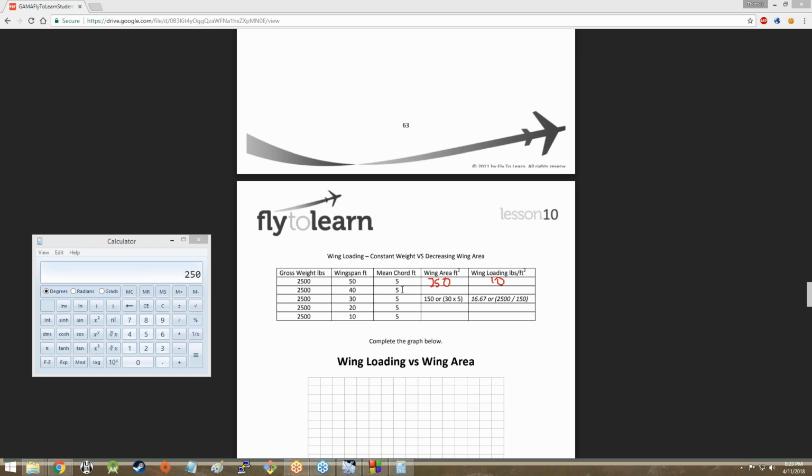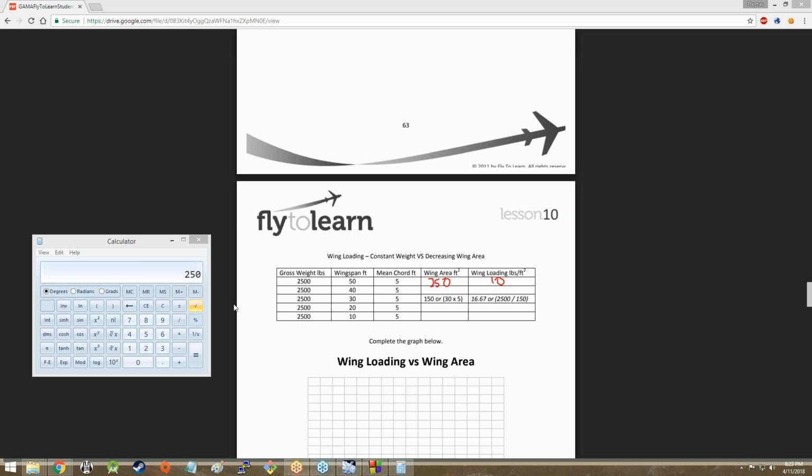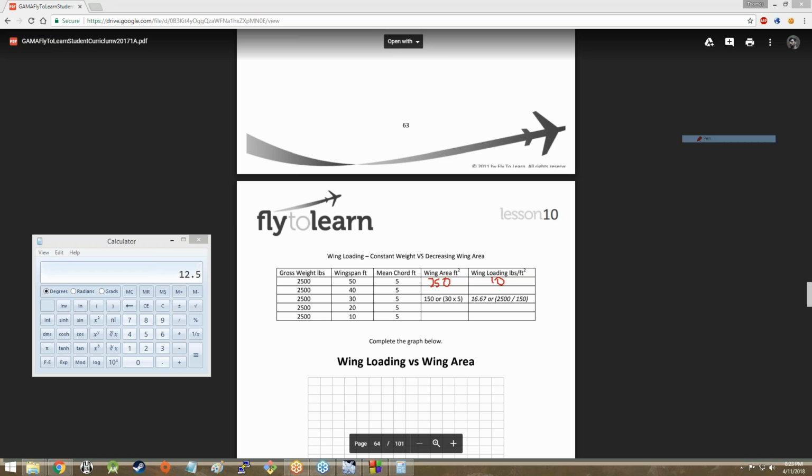Not bad. Now we've got wingspan and mean chord of 40 and 5 respectively. So 40 times 5, that's going to be 200. And so 2,500 divided by 200 is 12.5. So we've got 200 and 12.5.